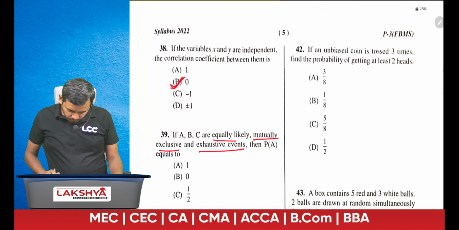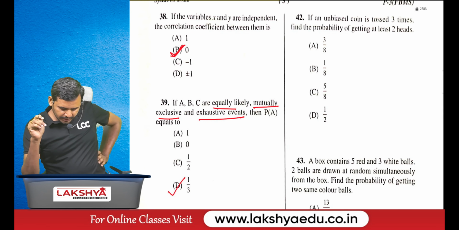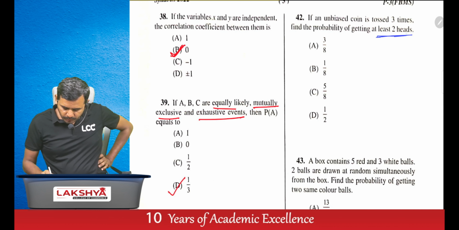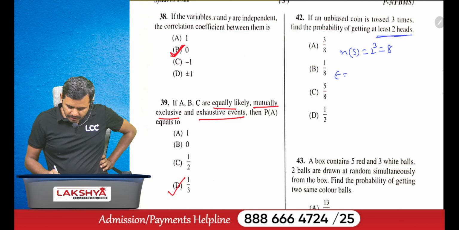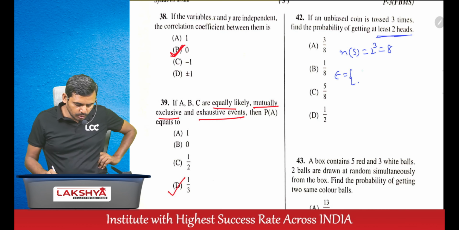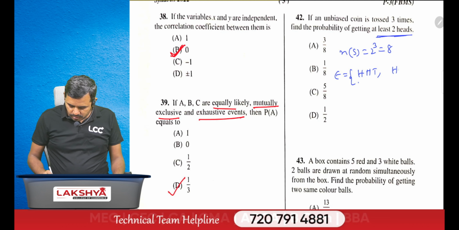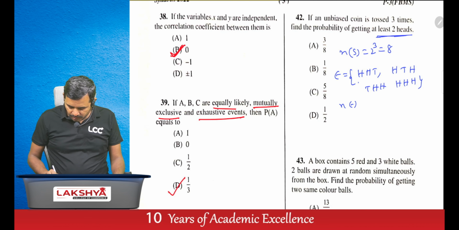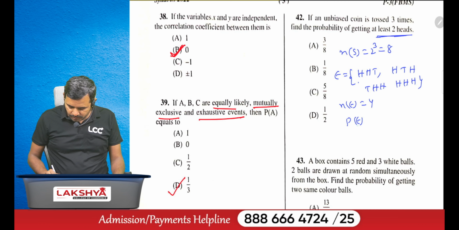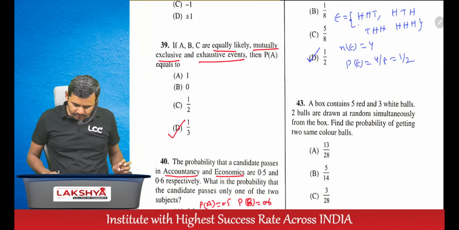Next, 42. If an unbiased coin is tossed 3 times, find the probability of getting at least 2 heads. See, n of S is equal to 2 cube, that is 8. Let E be the event of at least 2 heads. At least 2 heads means 2 heads or more than 2 heads, and all these are the favorable cases. Therefore, n of E is equal to 4. Probability of E is equal to 4 by 8, which is equal to 1 by 2. Hence, right answer is D.